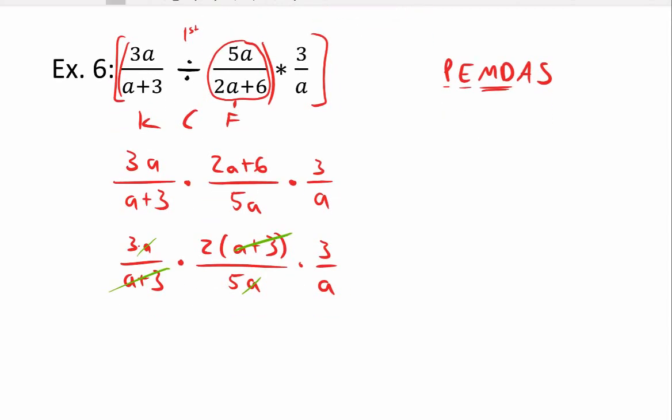And now I'll multiply my results. What's left, the factors that are left, multiply them together. 3 times 2 times 3 in the numerator is 18. In the denominator, all I have is a 5 and an a. So I have 5a as my denominator. And there is my result.